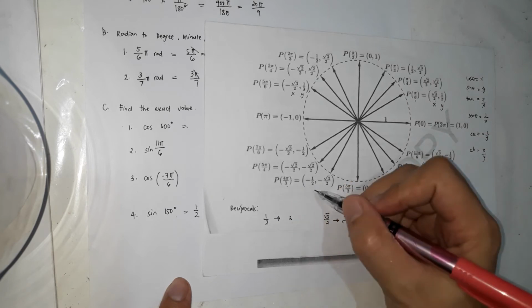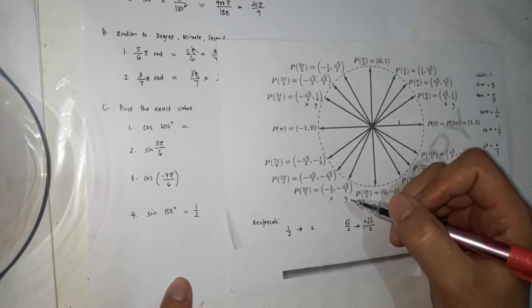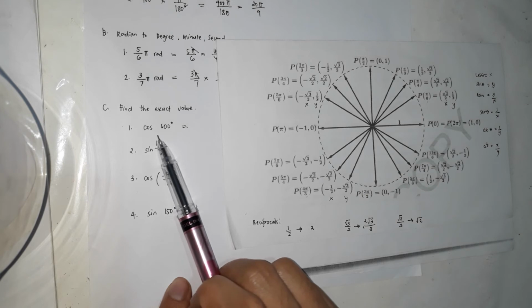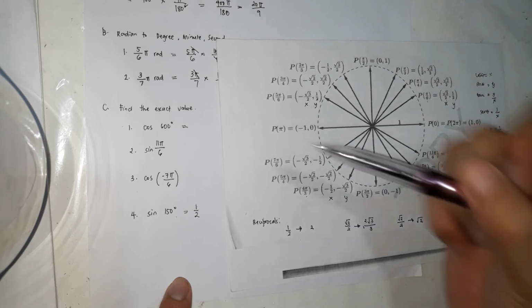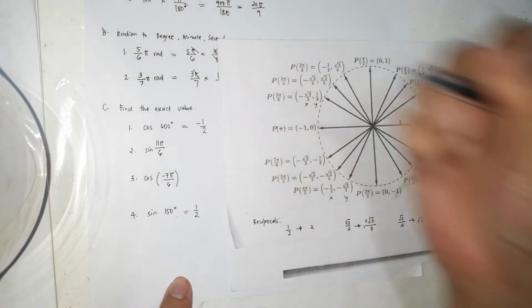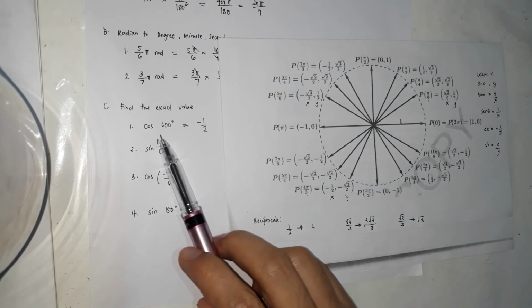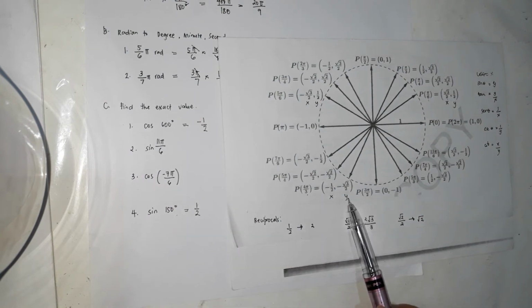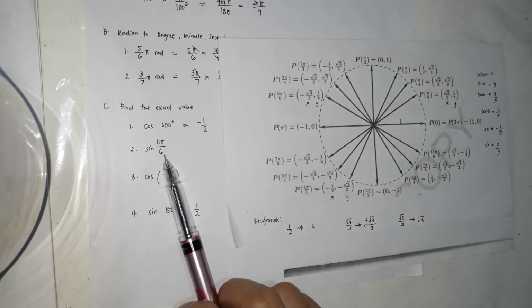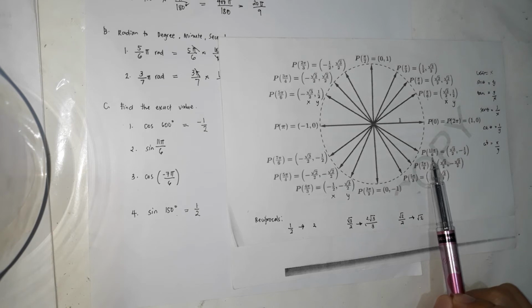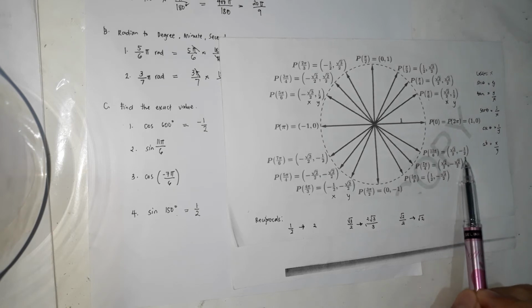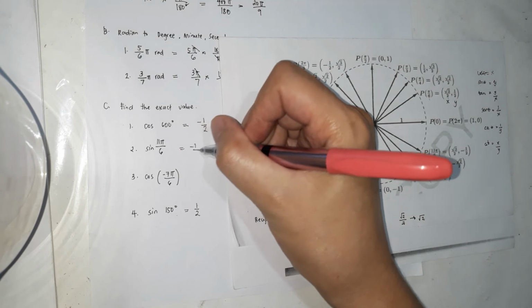So 4 pi over 3, this is x and this is y. Because it's cosine, the value of cosine is the x. So the value here is negative 1/2. If it is sine 600 degrees, that's negative square root of 3 over 2. Next, sine of 11 pi over 6. It's easy because it's in here. Sine, so the value of y. So it's also negative 1/2.